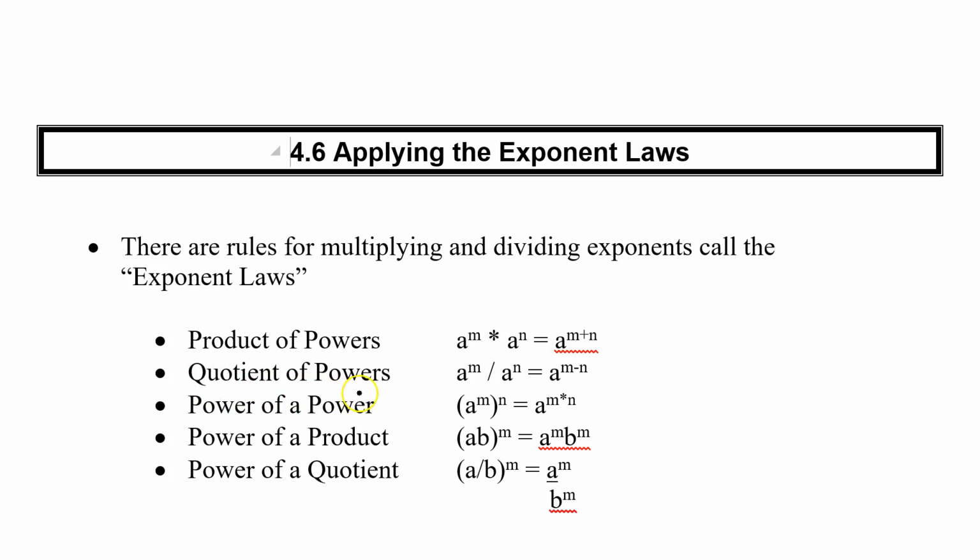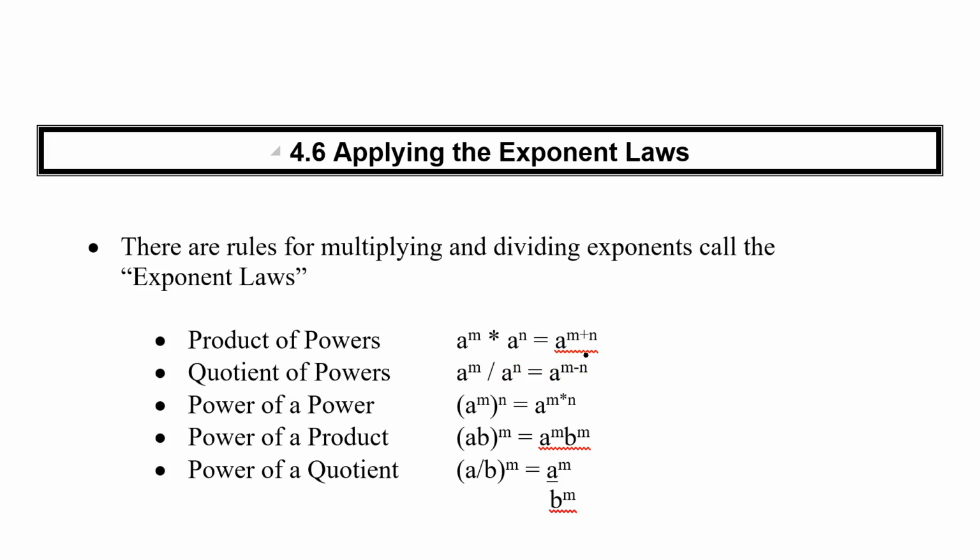Next, we've got the quotient of a power, and quotient of course means division. If I'm dividing 2 exponents that have the same base, base is a, I'm going to subtract the powers, m minus n. Numerator subtract denominator. So if I'm multiplying, I'm going to add. If I'm dividing, I'm going to subtract.